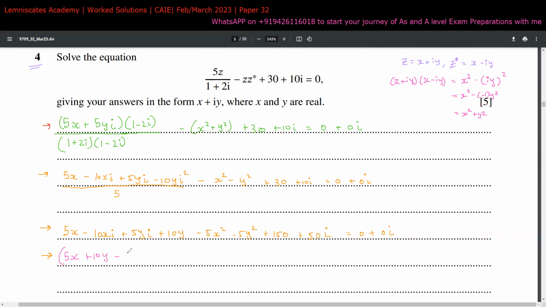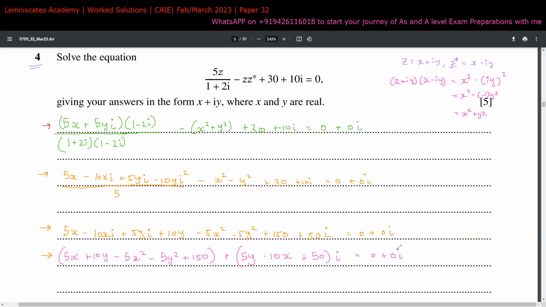Then we are having minus 5x squared minus 5y squared plus 150. Now that is my real term. And for the complex terms, I am having 5y minus 10x plus 50. This is your imaginary term. Okay, it's plus 50 i, it's equal to 0 plus 0i.